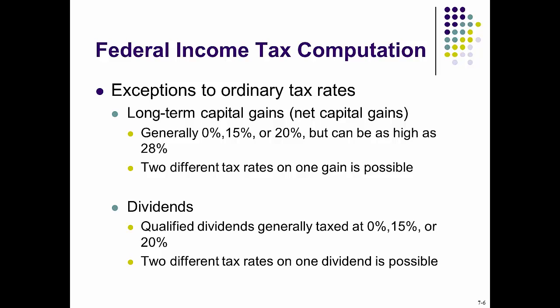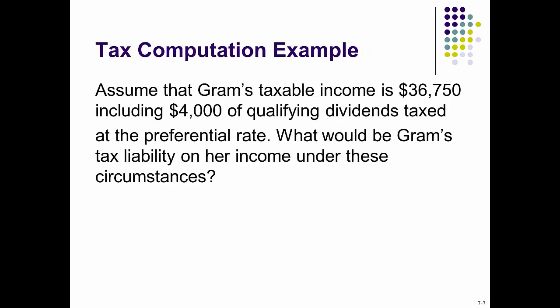Now we would like to look at an example that's similar to example 7-5 in the textbook. Assume that Graham's taxable income is $36,750, including $4,000 of qualifying dividends taxed at the preferential rate. What would be Graham's tax liability on her income under these circumstances? Step one, separate the taxable income into capital gain and ordinary income. Next, compute the ordinary income tax rate. Step three, use the ordinary tax rate to determine the preferential tax rate and the amount.